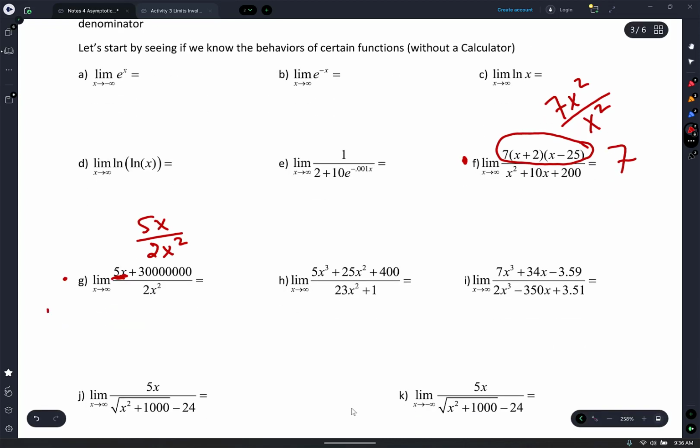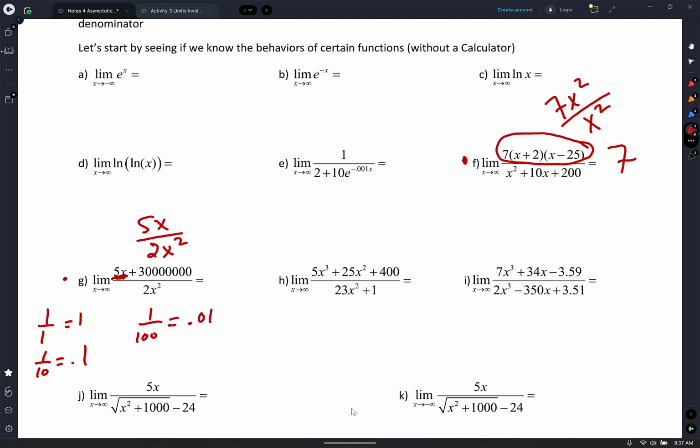Don't worry. What's 1 divided by 1? 1. What's 1 divided by 10? 0.1. What's 1 divided by 100? Notice that the denominator is getting bigger. 0.01. What's 1 divided by 1,000? 0.001. What do you notice as the output is happening? What is happening to the output? It's getting smaller. It's getting closer and closer to 0.